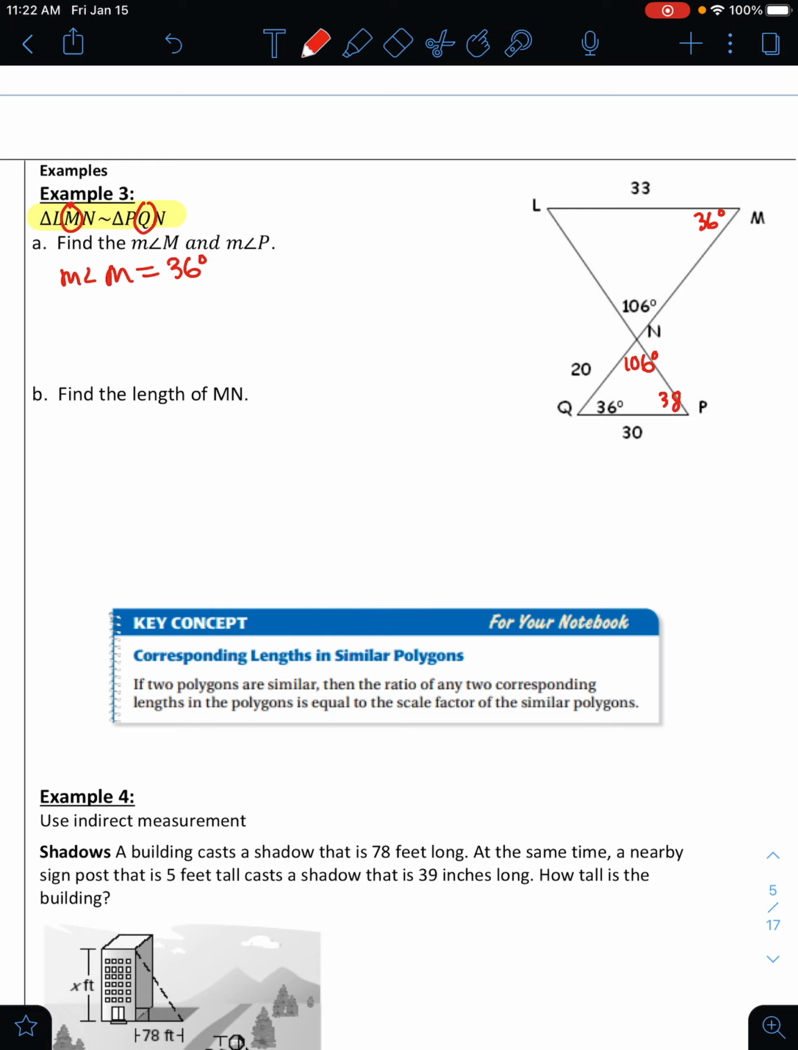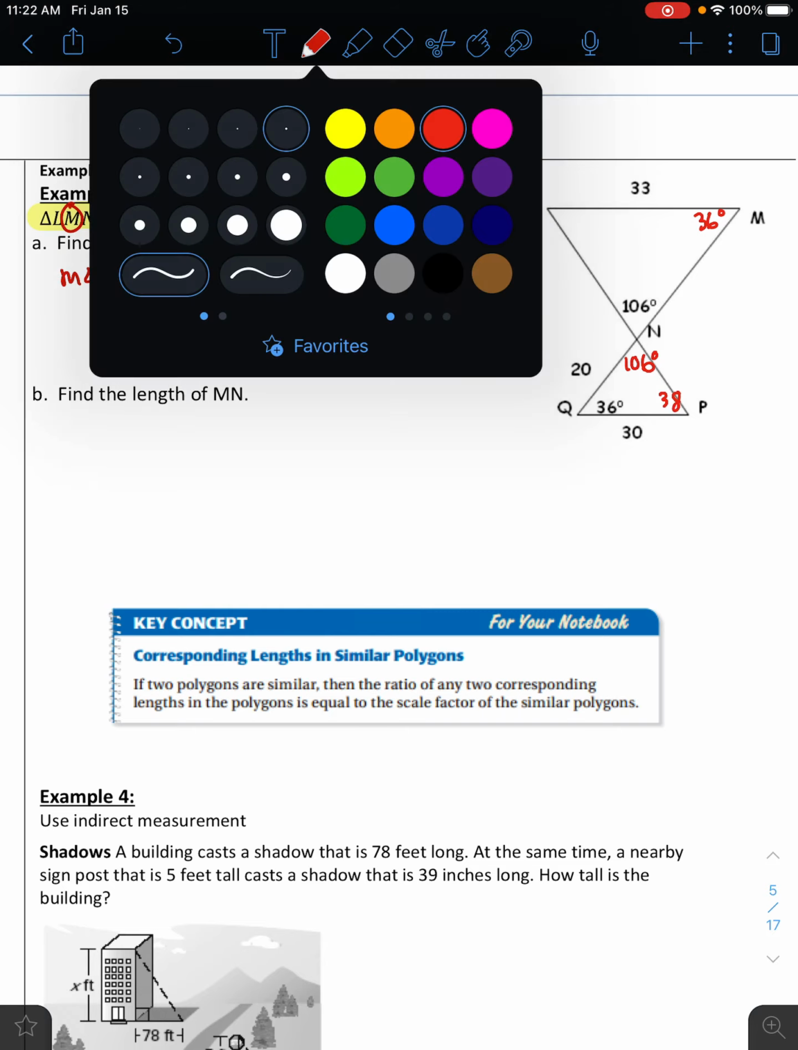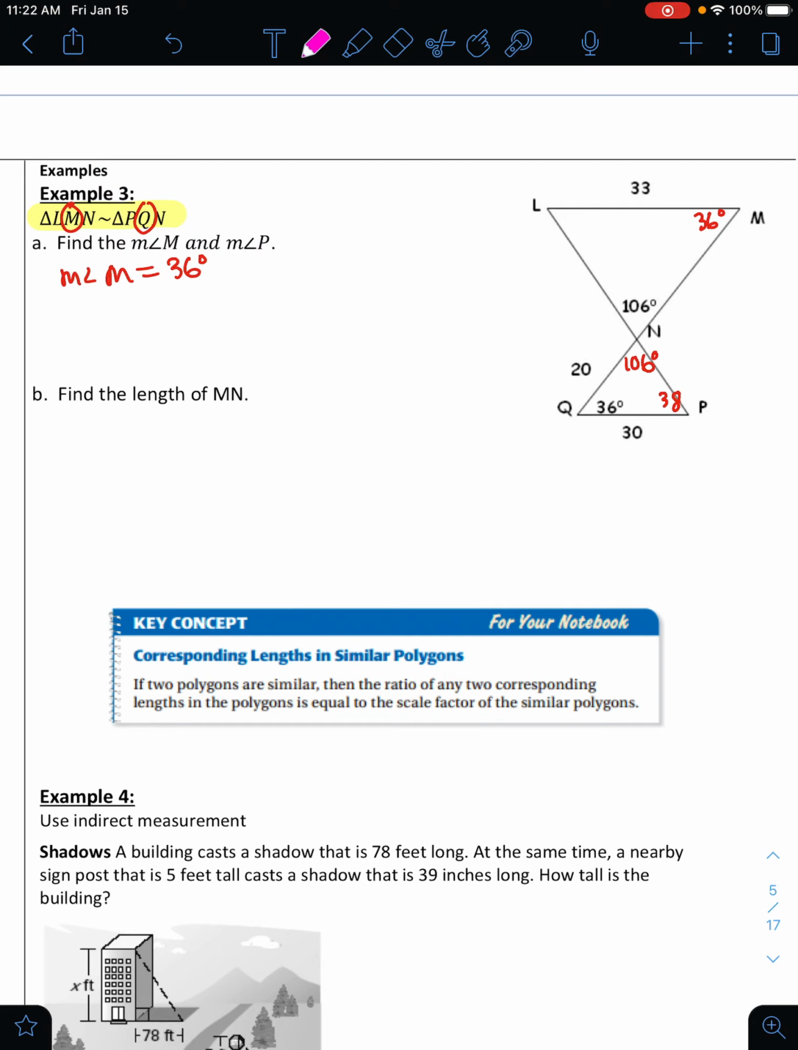And then the measure of angle P, so P, right here, the first letter goes with L, the first letter. And so, actually, I just figured out, I don't need to know that it goes with L. I calculated a second ago that it was 38 degrees. Okay. All right, so we have 38, 36.